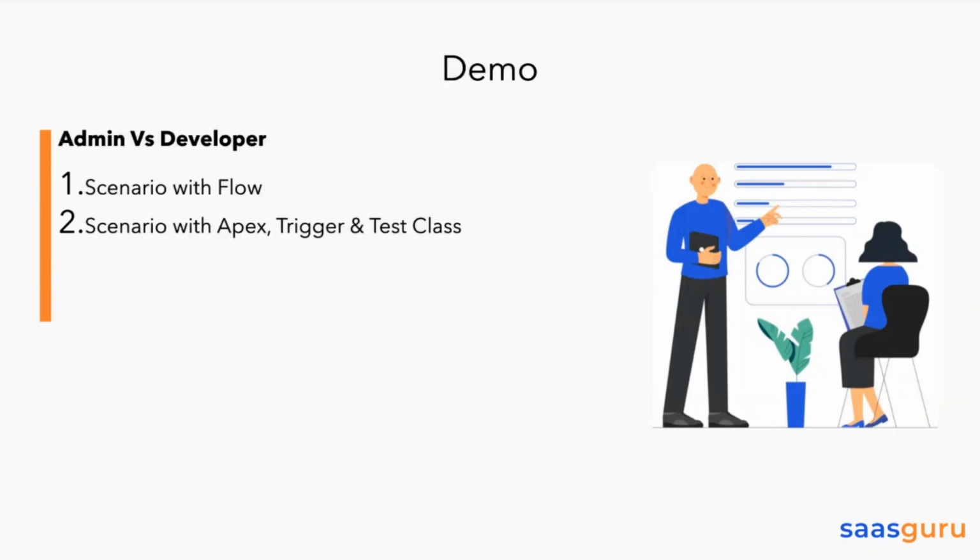Then we did a demo. I created a flow in the last session and compared it with a trigger as well. If you want to do the same requirement with a trigger, how can it be accomplished with low code and with code? When I say low code, it means flow. When I say code, it can be an Apex trigger or test class.